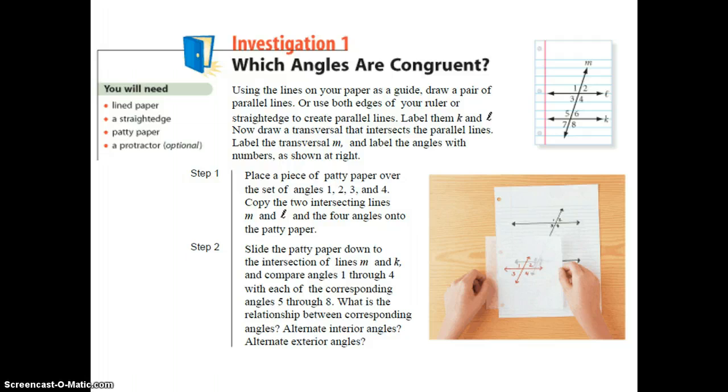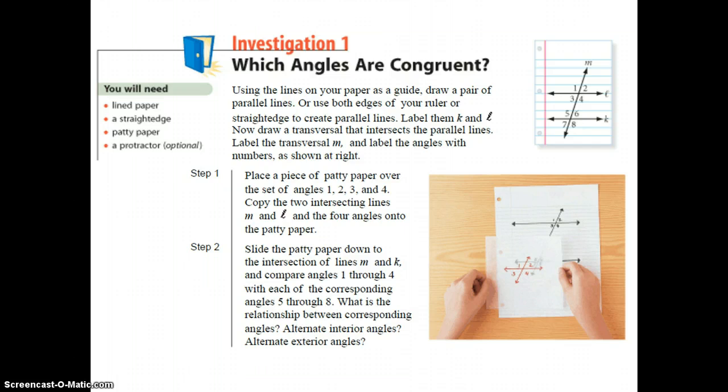For our first investigation, you're going to need some lined paper, a ruler, some patty paper or something that you can see through, and a protractor if you want. Go ahead and follow the directions here. Basically, you're going to draw on regular paper the two parallel lines cut by the transversal, and then number your angles as it shows.